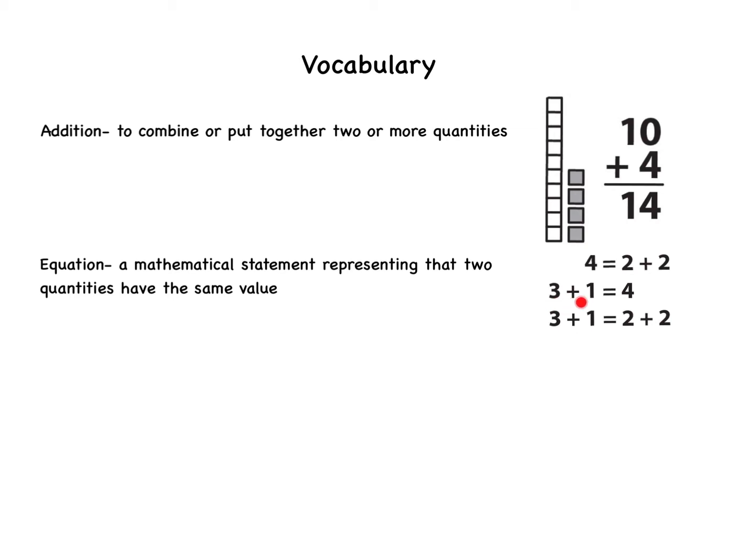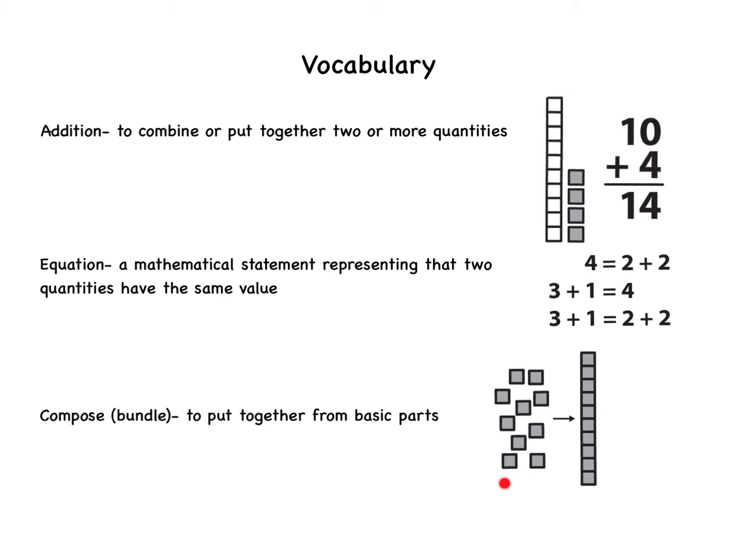That's the same for 3 plus 1 equals 4. We have 4 on this side, 4 on that side. They're equal. Same as 3 plus 1 equals 2 plus 2. We know that 3 plus 1 is 4, and we also know that 2 plus 2 is 4, and they are also equal. Our next word is compose, or what we usually say bundle, which is to put together from basic parts. We can see here 10 units being composed or bundled into one long.